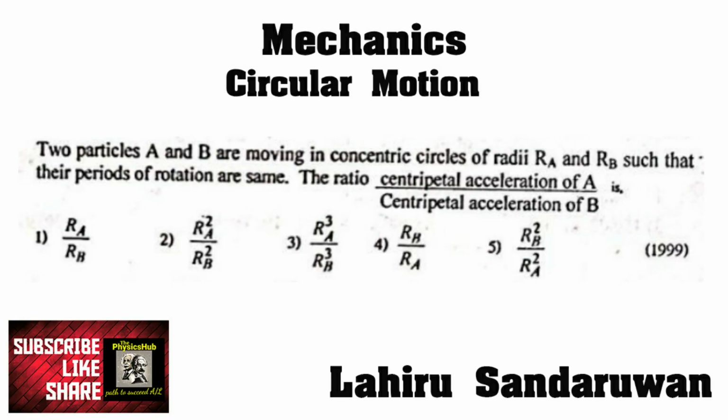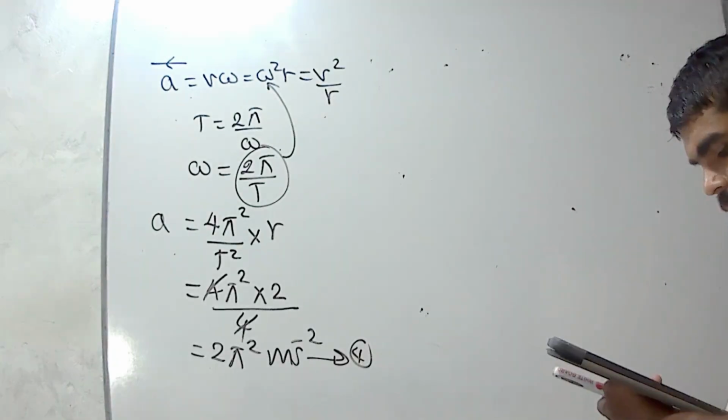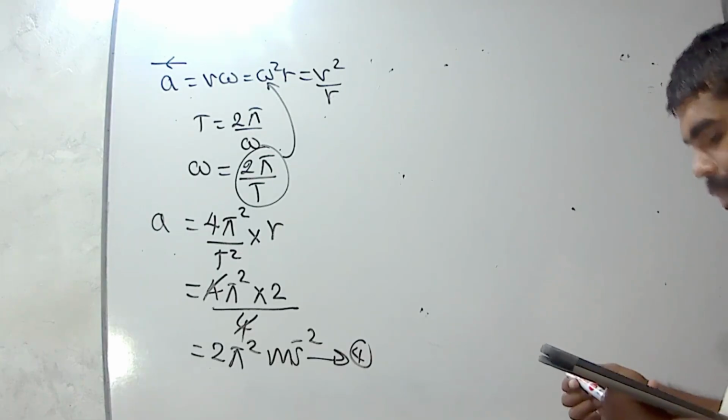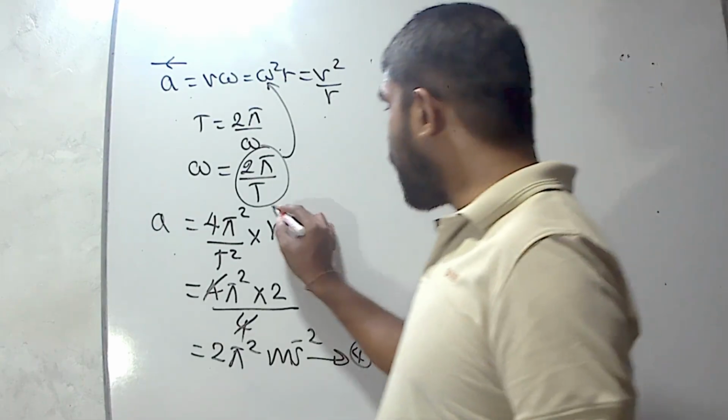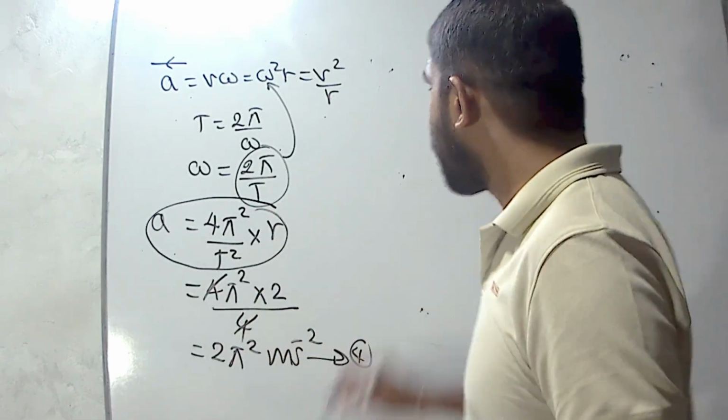Two particles A and B are moving in concentric circles of radius RA and RB such that their periods of rotation are the same. The ratio of centripetal acceleration of A divided by centripetal acceleration of B. There is a constant period, therefore we can get this relationship.